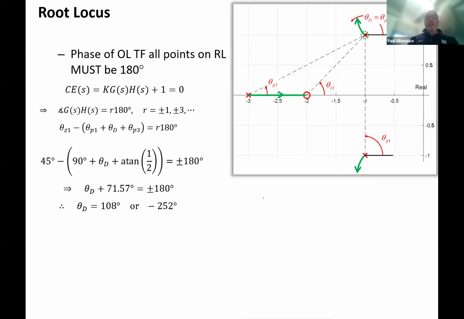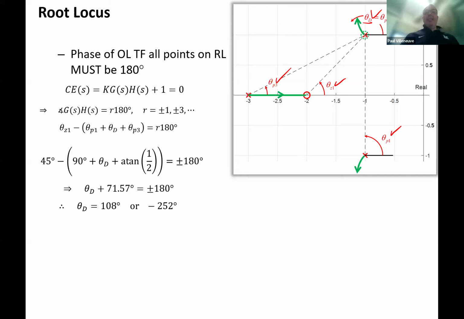So that's going to have to equal those multiples of 180 degrees. And since it's a pole, it's a departure angle. So our angles are theta Z1, theta P1, and we'll throw in our departure angle here. And lastly, that's our point there. This point is really, really close to that final pole. So now we have to start calculating angles.